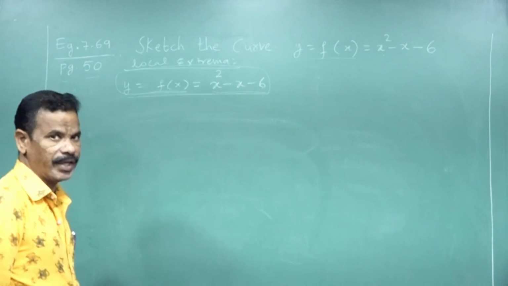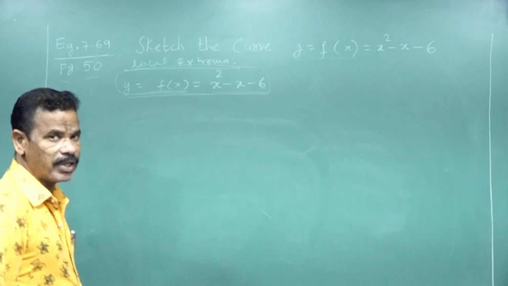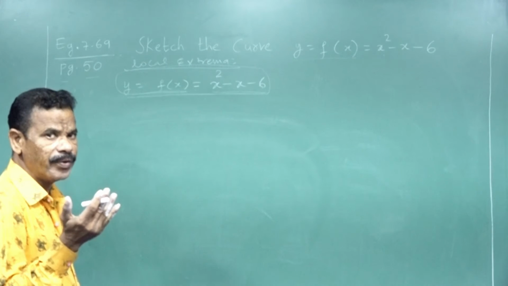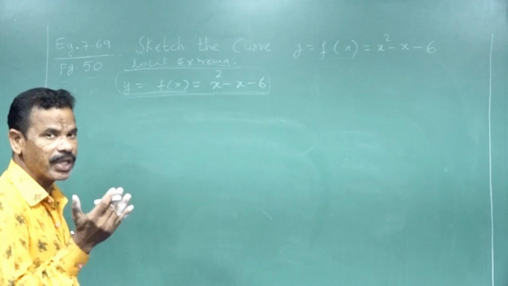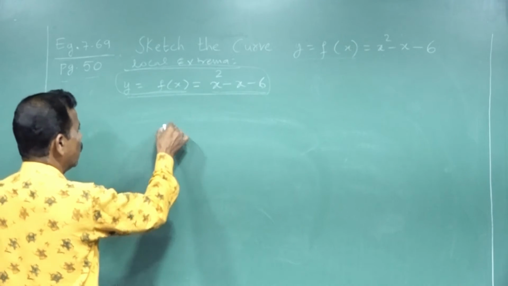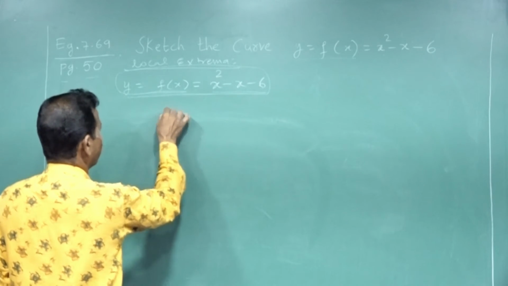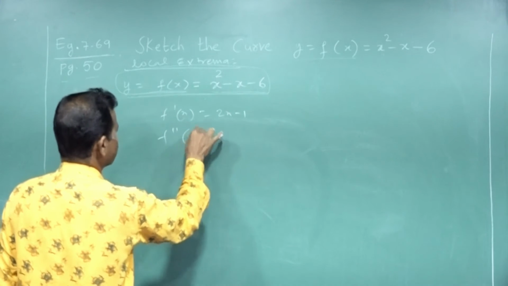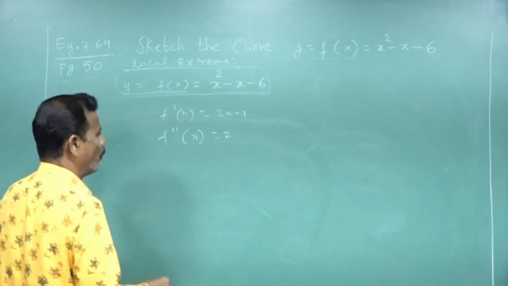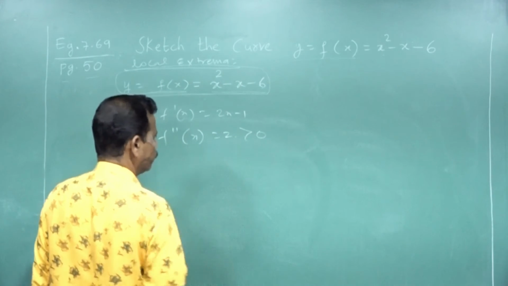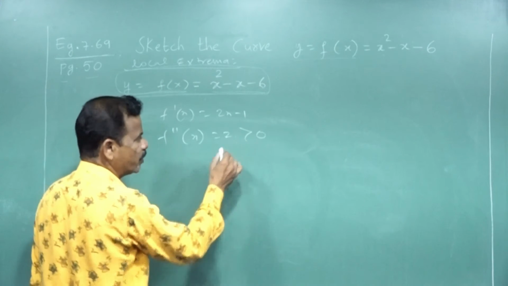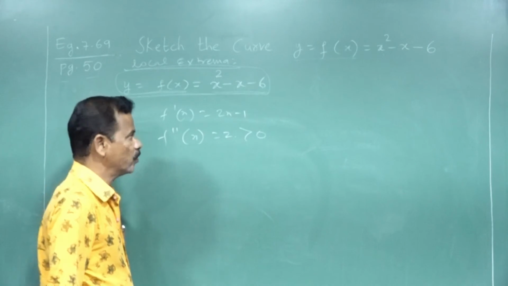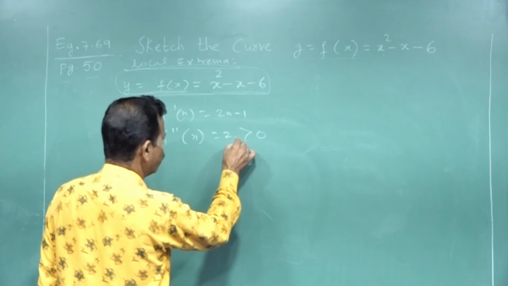Next, concavity. Concavity means checking whether the second derivative is positive or negative. In this function, f'(x) is 2x minus 1, and f''(x) is equal to 2 only. This is positive. There are no x values here; the second derivative does not depend on x. So it is positive.